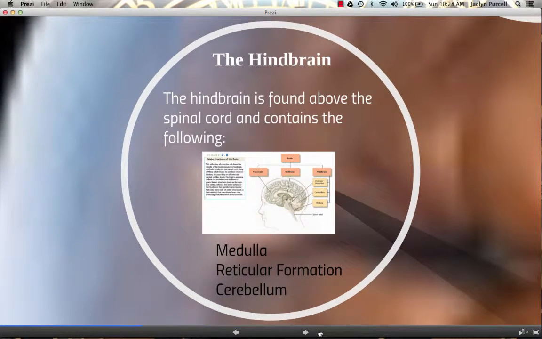And now we'll look at the parts of the brain. The hindbrain. The hindbrain is found just above the spinal cord and is composed of the following structures: the medulla, the reticular formation, and the cerebellum.